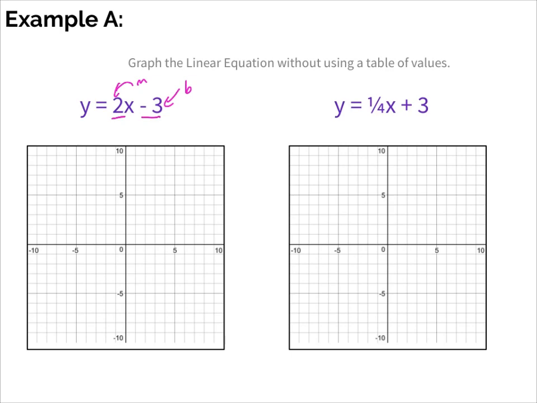So in our first linear function, we have 2x minus 3. So we know that our y-intercept is going to be negative 3. So we're going to go down to 1, 2, 3, and put a point right there. And then our slope is going to be 2.